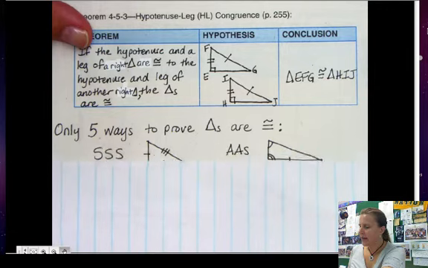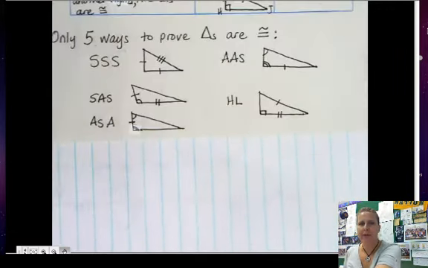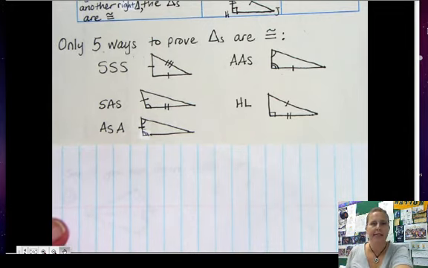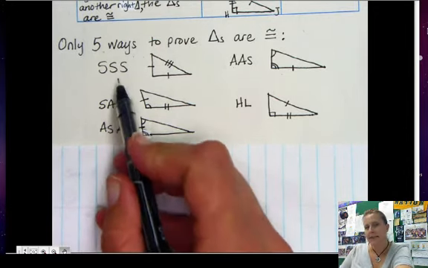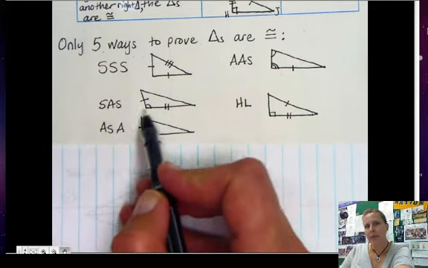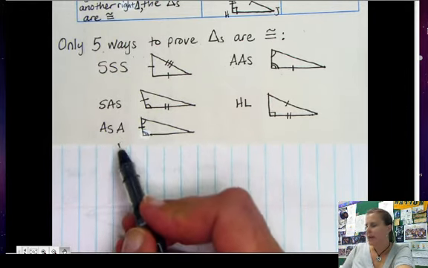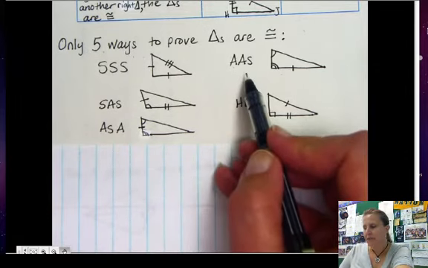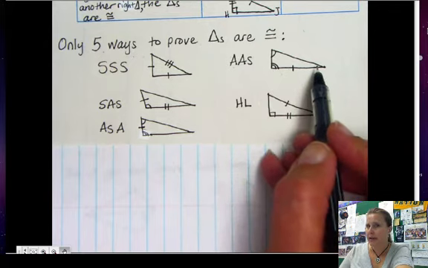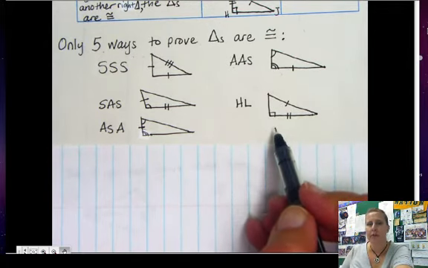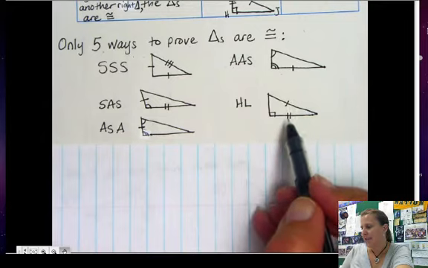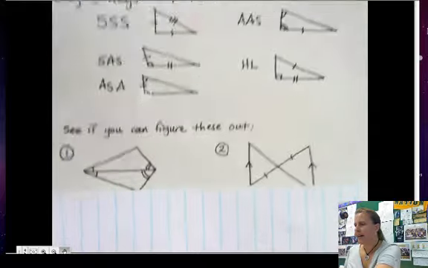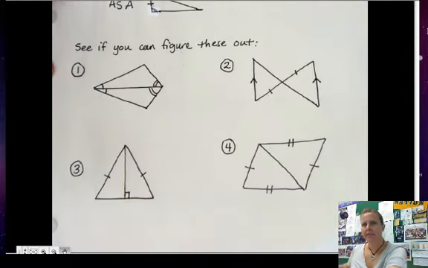Okay, so let's see if you can remember, there are 5 ways to prove that triangles are congruent. We've learned all 5 ways in today's lesson and in the last lesson. Side, side, side. Side, angle, side, where we have 2 sides and the included angle. Angle, side, angle, where we have 2 angles and the included side. Angle, angle, side, 2 angles and a non-included side. And hypotenuse leg, if you have right triangles and you have a hypotenuse and a leg. Okay? So let's see if we can figure these out down here. Okay, see if you can figure them out.